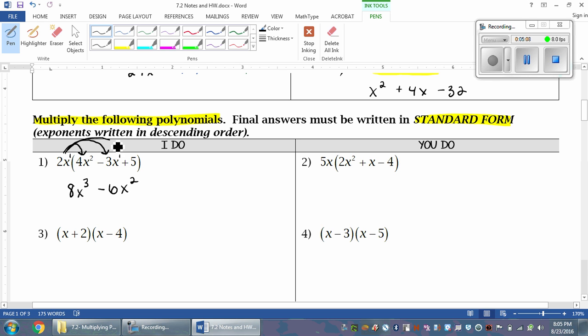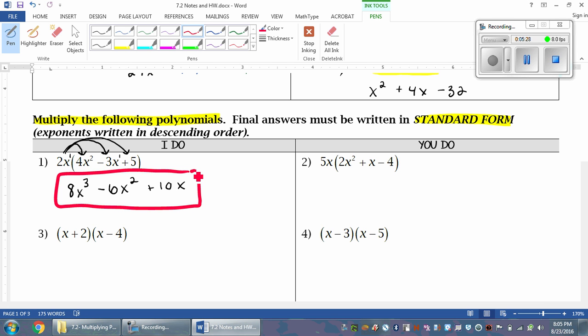Lastly, I have 2x times 5, which is positive 10. It's written in standard form because the first term is the cubic, then it's quadratic. So the exponent is a 3, then a 2, and then a negative. All right, please go ahead and pause the video and complete example number 2 for me.